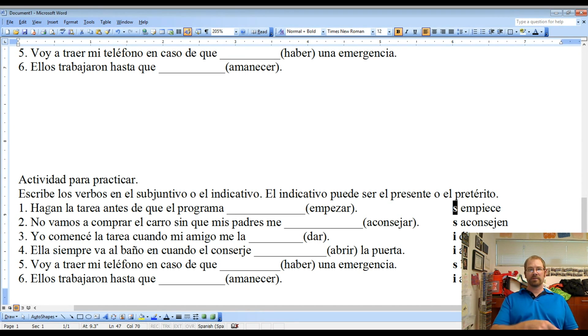Now there is a past subjunctive. That's for a different time. Number four, she always goes to the bathroom when the janitor opens the door. That word siempre implies certainty and a habitual action. So I'm going to go with the indicative and say abre.